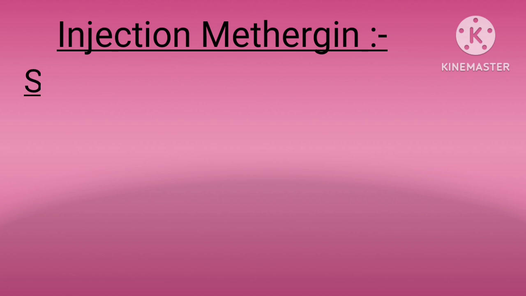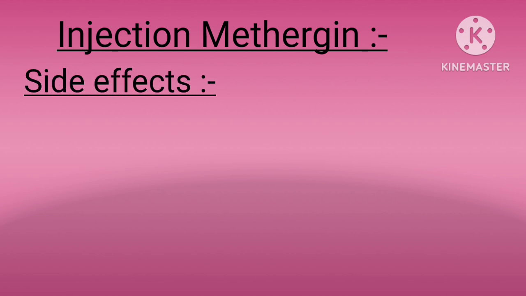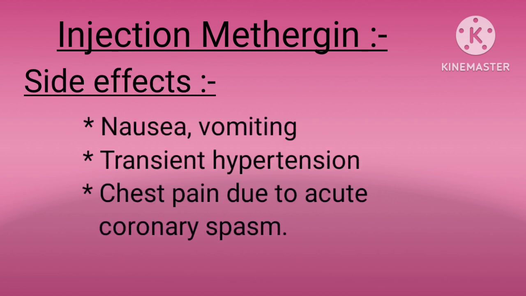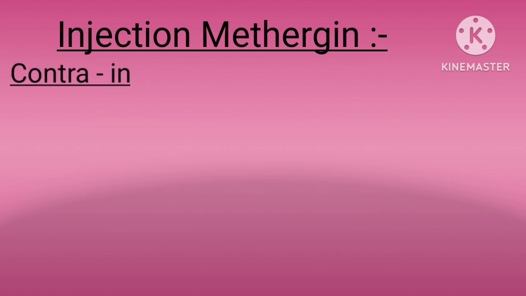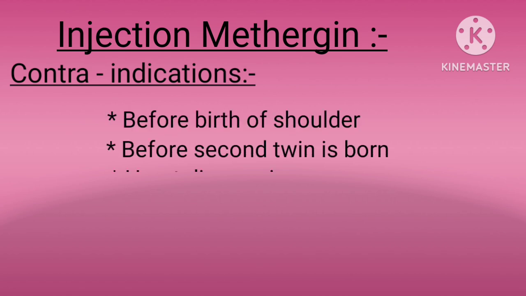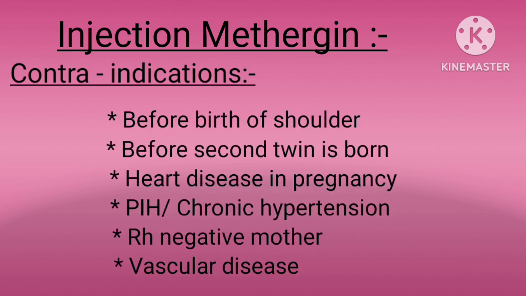So side effects are there may be nausea, vomiting, transient hypertension, chest pain due to acute coronary spasm. Contraindications are before birth of soldier, before second twin is born, heart disease in pregnancy, PIH, means pregnancy induced hypertension, or if there is chronic hypertension, if the mother is Rh negative, if there is vascular disease. In this condition we cannot administer this injection methargine.